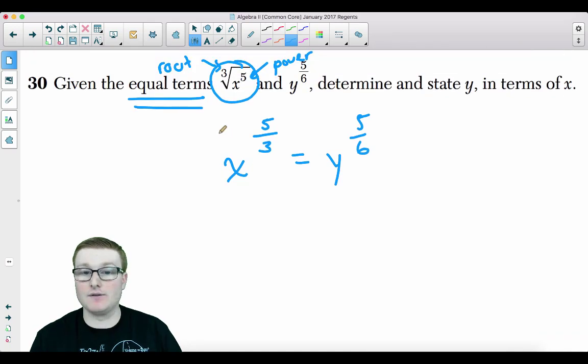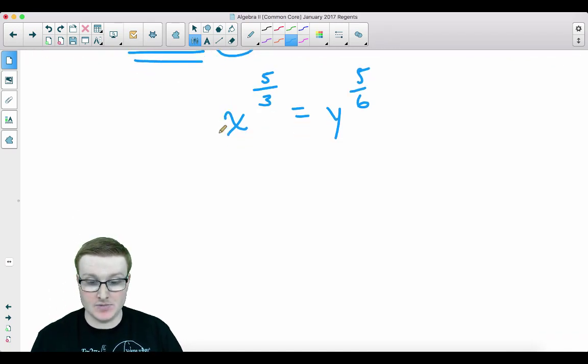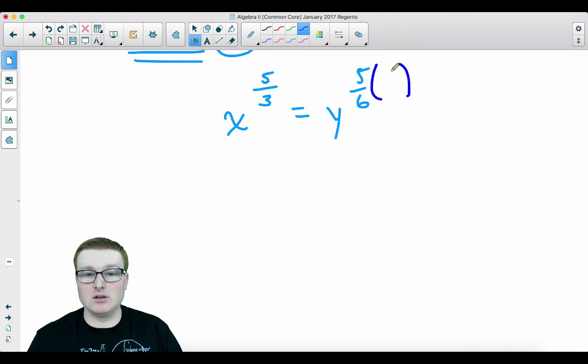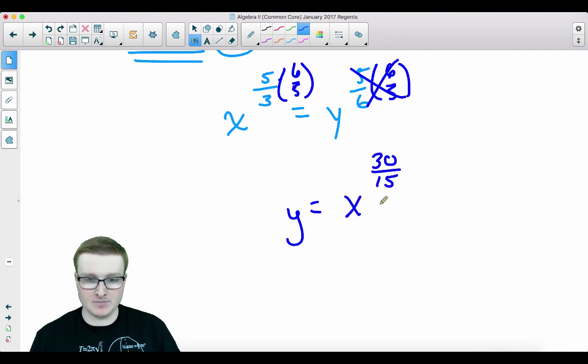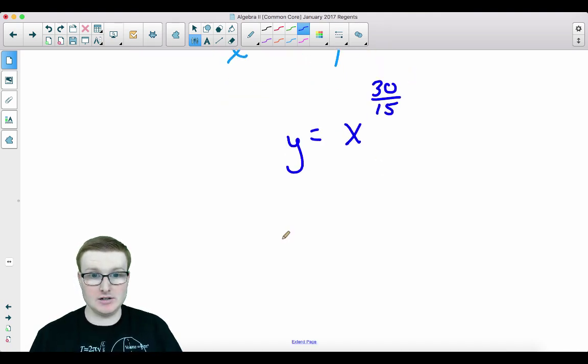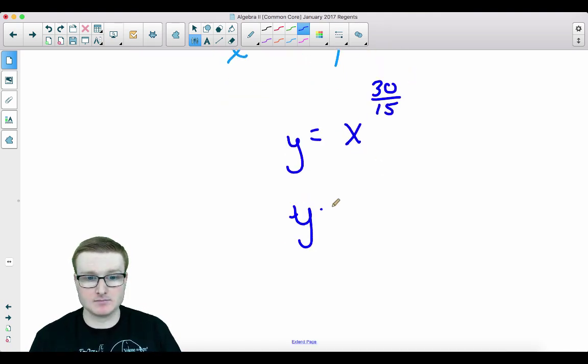So now we're going to solve for y in terms of x. So what you need to do is you need to multiply the reciprocal of this, which is 6/5, because we just want y, okay? So we're going to multiply by the reciprocal, 6/5. Those cancel. We get y equals. Now, 5/3 times 6/5 is x to the 30th divided by the 15th. So all you do is just to simplify that number. Y equals x squared.